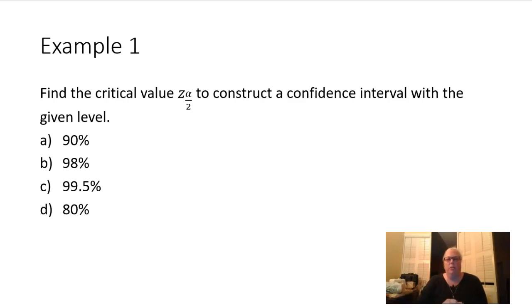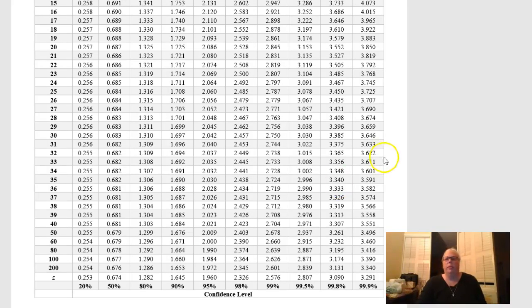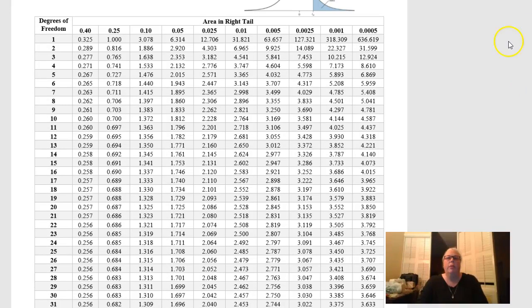Okay, in order to finish this one, we're going to have to pull up table A.3. This is our student's t-distribution, and this can be found in your appendix in your textbook on table A.3. Okay, and this is what it looks like. It kind of looks like our table A2.